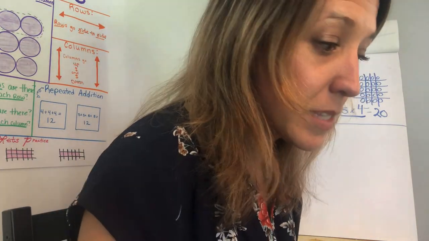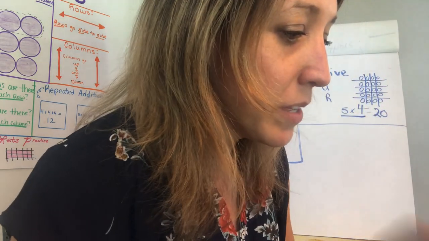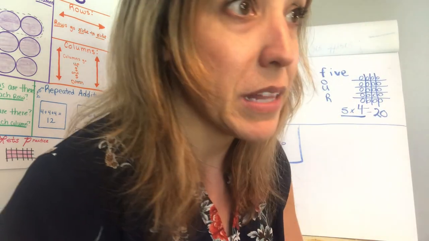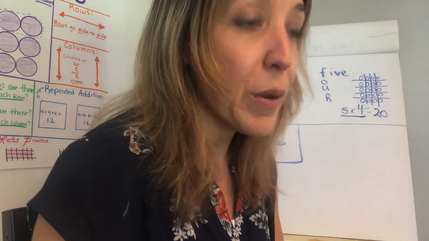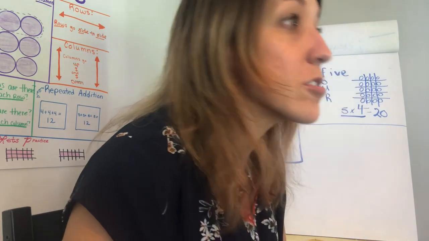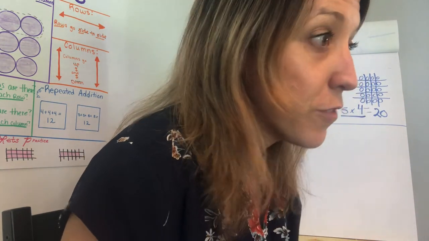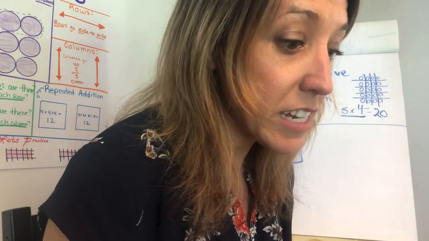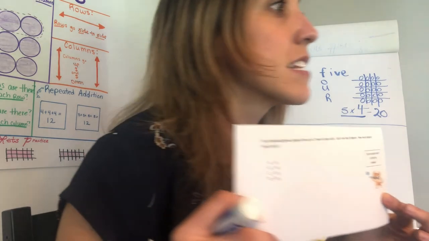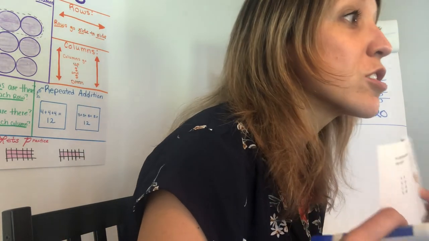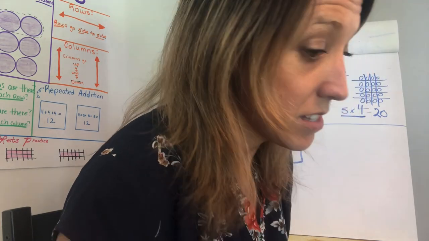Our exit slip for today says, at a baseball game, players line up in two rows to play catch. Each row has eight players in it. Now you can use your manipulatives that are in front of you to build your array to show this. Remember our friend right here is reminding us that we can also practice our skip counting.